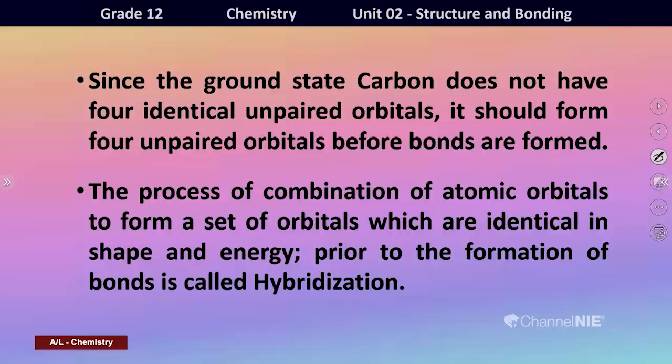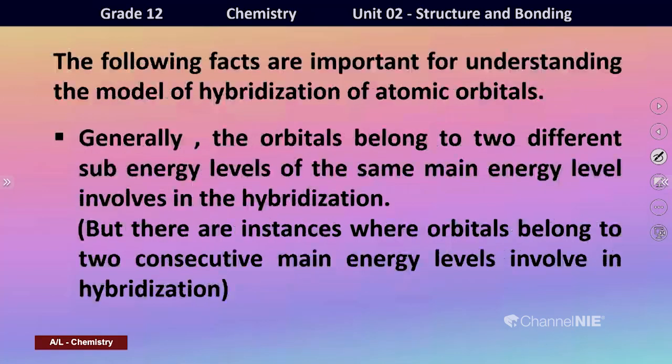The simple meaning of hybridization is the process of combination or mixing of atomic orbitals with different energies and shapes in the same atom in order to form a set of atomic orbitals which are identical in energy and shape. Shape and energy must be identical in the resultant orbitals. So, that is called hybridization. Hybridization is basically a theoretical concept.